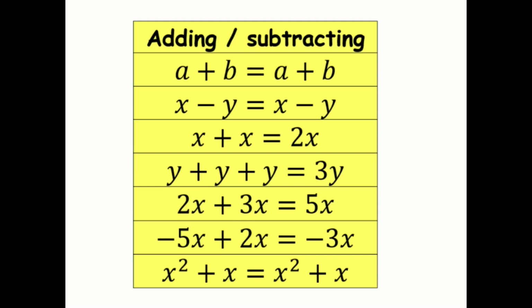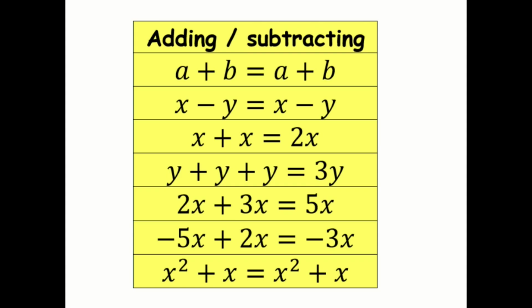Okay, so let's have a look at some of the rules for adding and subtracting algebraic terms. Here, the top line says a plus b equals a plus b. What do I mean by that? Well, I mean that you cannot collect them or simplify them any further. So a plus b, I cannot simplify that anymore. It is just a plus b. Similarly, x minus y is just x minus y. I can't make it any more simple.